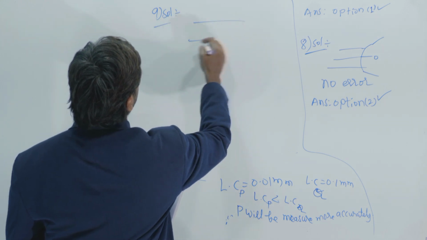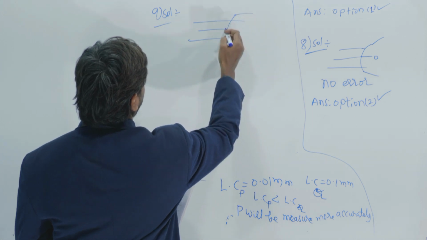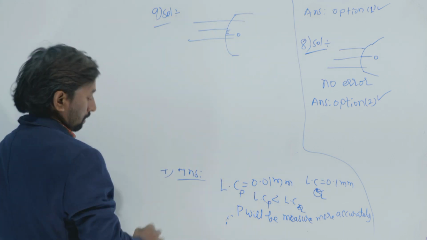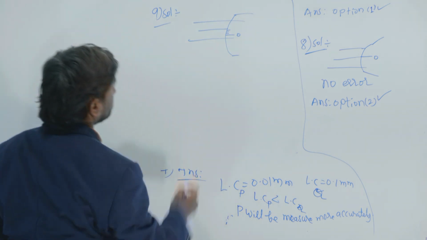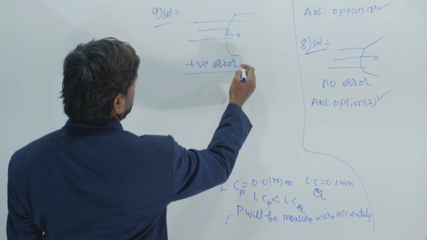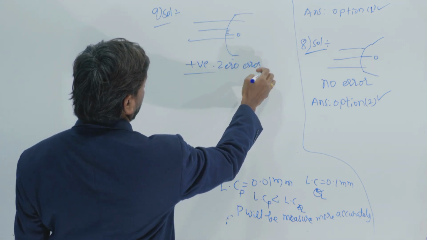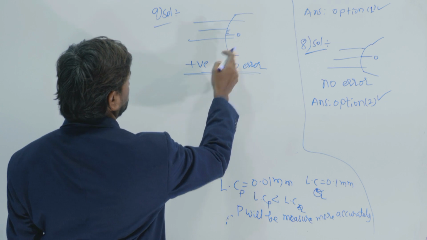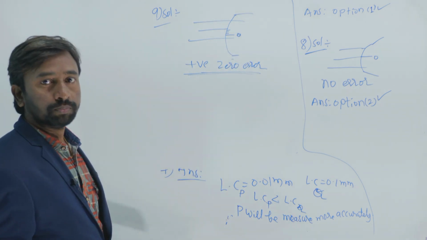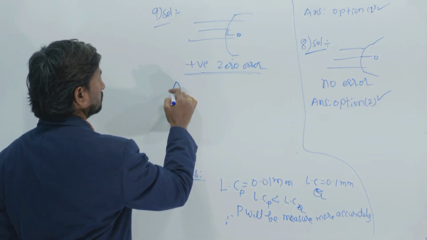So here this is the main scale and the baseline. Now the 0 of the circular scale is below the baseline. What is this error? That error will be the positive error. Positive zero error. If the 0th division of the circular scale is below the baseline, then it is a positive error.